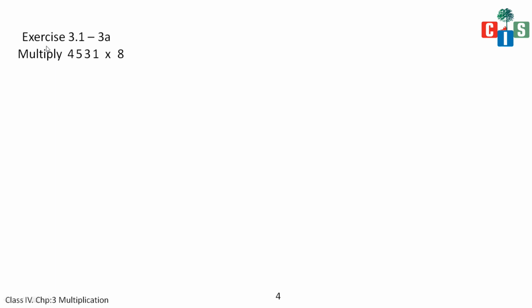I have taken it from the exercise number 3.1 and that's 3a. Multiply 4531 by 8. That has to be done with the lattice method. Okay, so remember students that 4531 is a multiplicand and 8 is a multiplier.